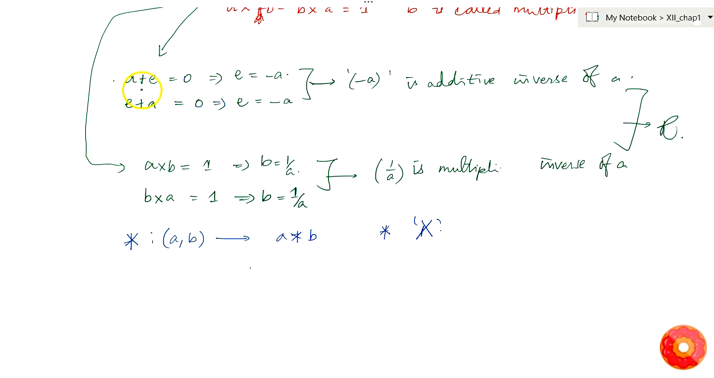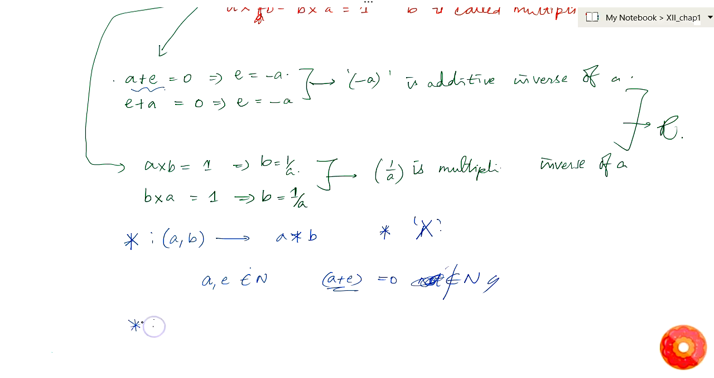Let's say in the first case, a plus e. In the case of addition, let's say both a comma e belong to N, but again a plus e, which is the range of this binary operation, must be equal to 0, which is not a natural number. It does not belong to natural numbers. So 0 doesn't belong to natural numbers. So we can say that additive inverse does not exist in the case of natural numbers.